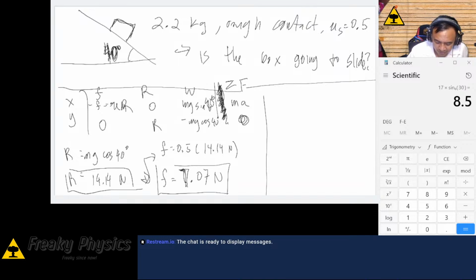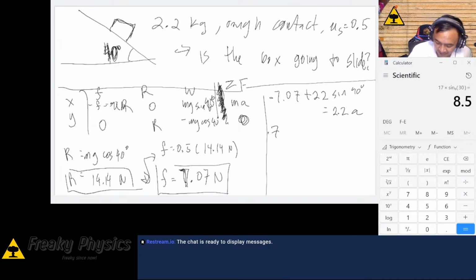Now what we're gonna do is put our values in here. So we're gonna get 7.07 along the x direction plus 22, I'll just put 22 now for mg, then sine of 40 degrees, right? That's gonna give you 2.2a. Okay, so now we can actually solve for a. We just divide everything by 2.2, right?